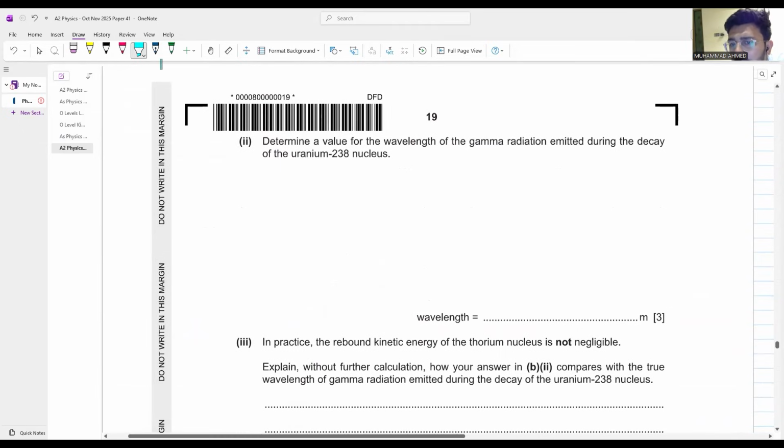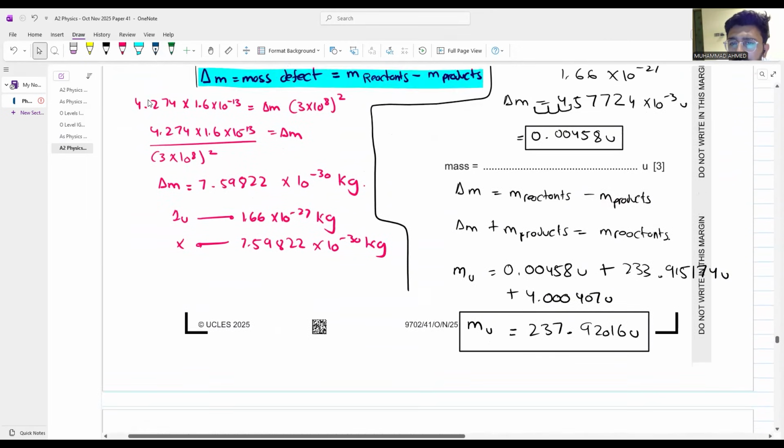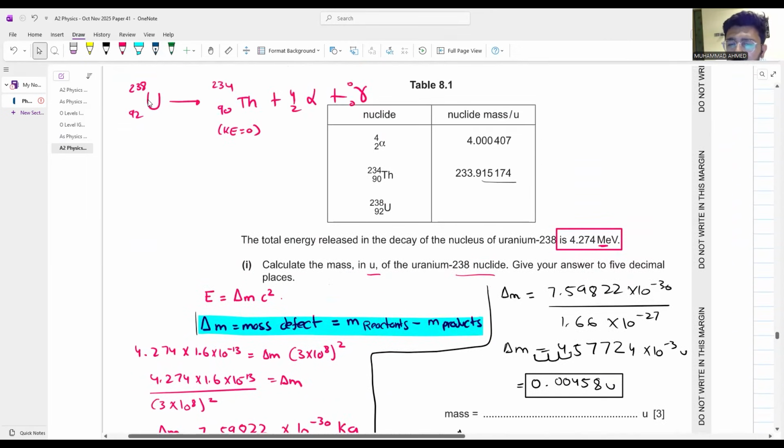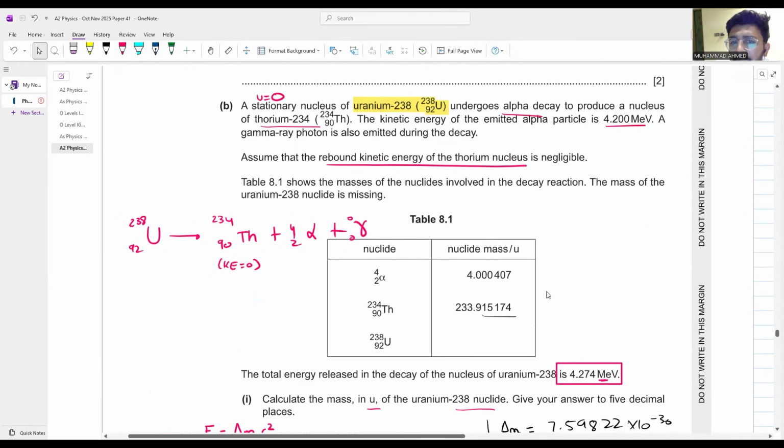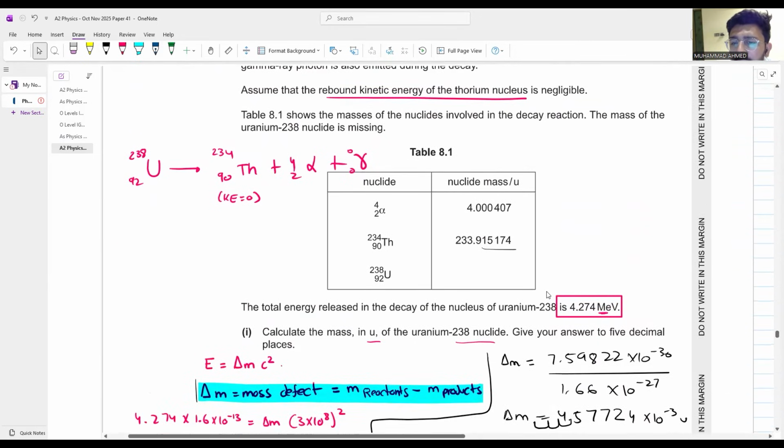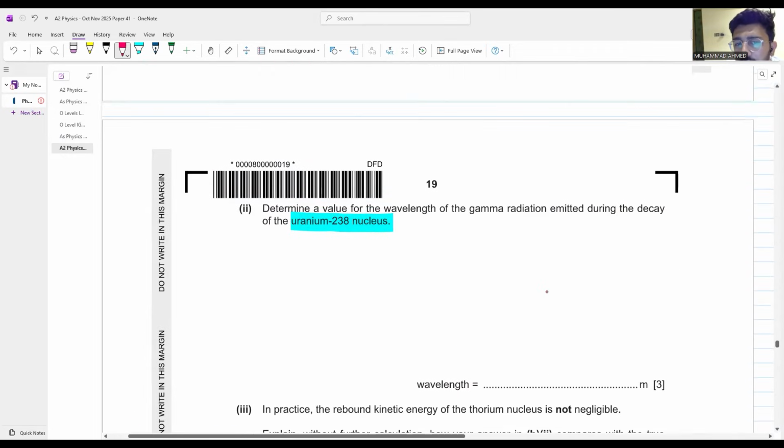Determine a value for the wavelength of gamma radiation emitted during the decay of uranium 238 nuclei. So now you have to determine the wavelength for the gamma radiation emitted during the decay of the uranium 238 nucleus. Okay. Now focus a little. You have to calculate the wavelength of gamma radiation emitted. The total energy released is this. This is your total energy. Let's write it down. The total energy released is what?